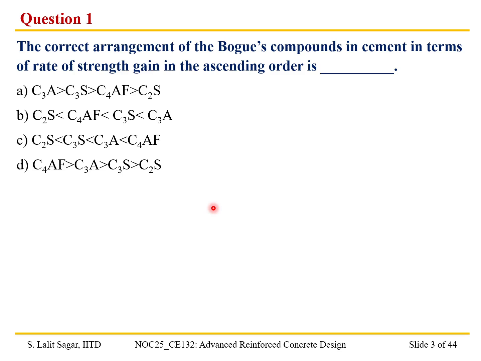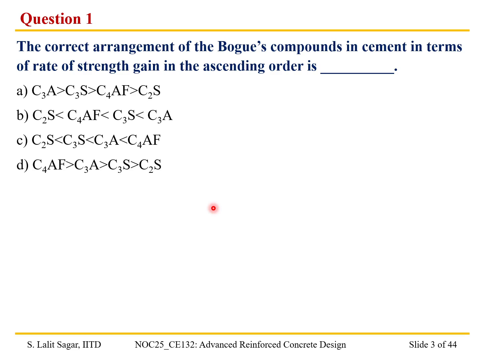So we have 4 Bogue compounds: C3A, C3S, C2S, and C4AF. We have to arrange these compounds in ascending order with respect to the rate of strength gain.